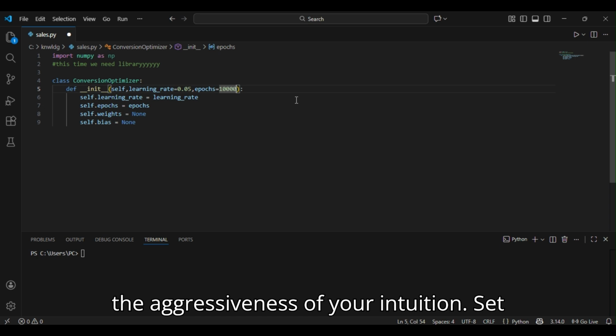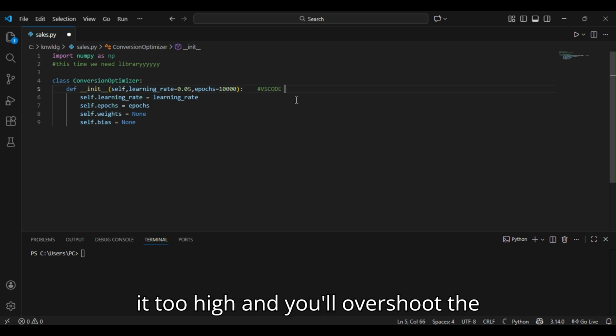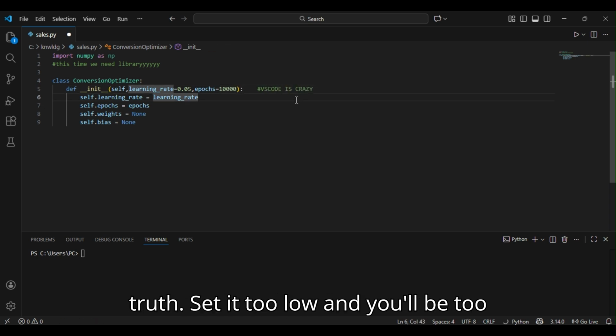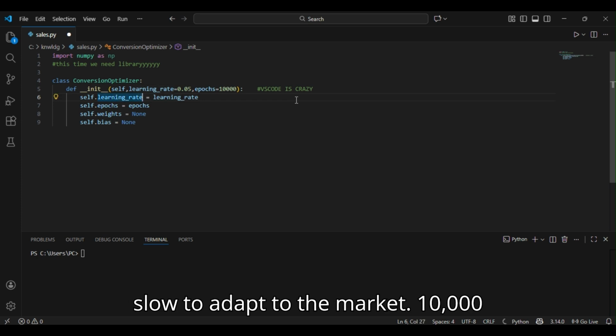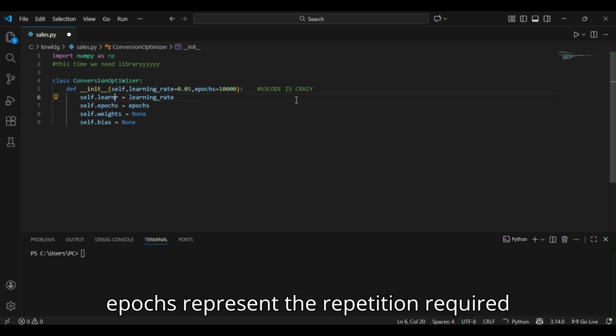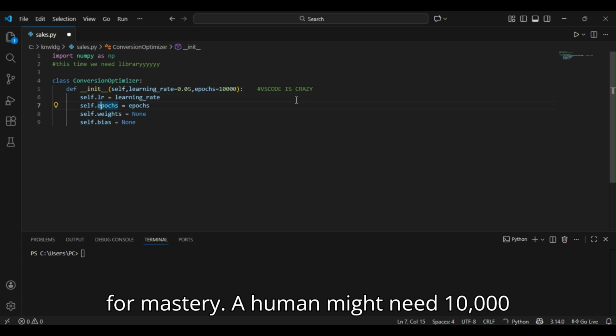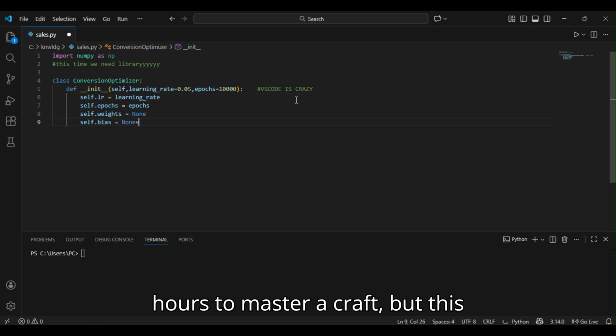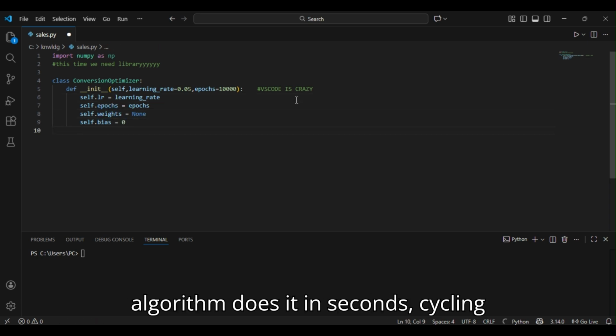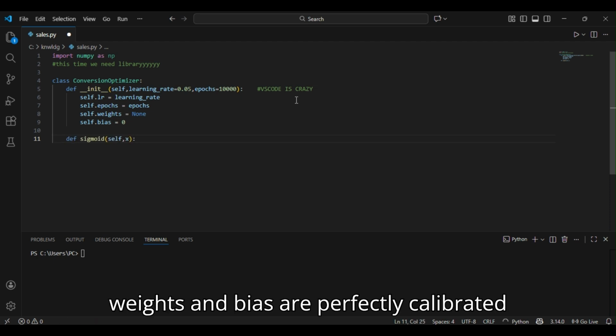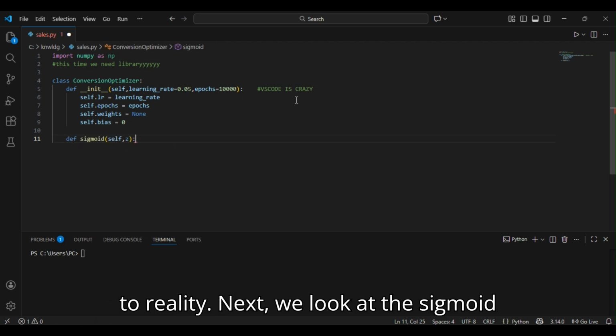Think of the learning rate as the aggressiveness of your intuition. Set it too high, and you'll overshoot the truth. Set it too low, and you'll be too slow to adapt to the market. 10,000 epochs represent the repetition required for mastery. A human might need 10,000 hours to master a craft, but this algorithm does it in seconds, cycling through the data until its internal weights and bias are perfectly calibrated to reality.